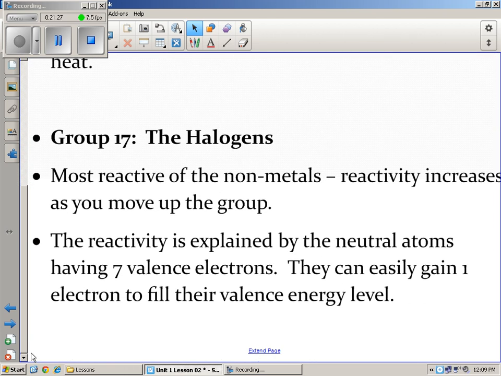Halogens, group 17 is the next one we focus on. Okay, the halogens. They're the most reactive of the nonmetals. And reactivity is the opposite. It increases as you move up the column. And once again, we know nonmetals want to gain electrons. They want to become more stable.